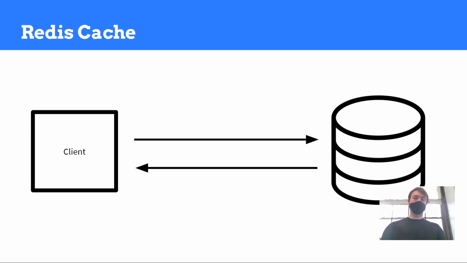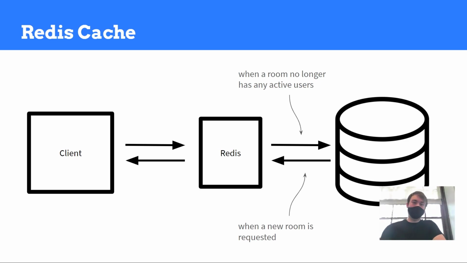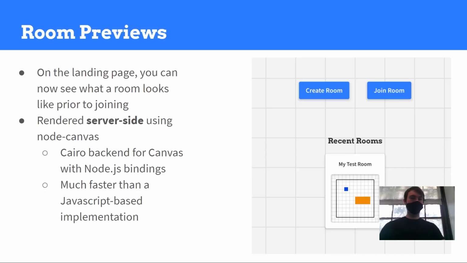This is a small diagram that I drew up, and this is what it was previously. Previously, we were just writing everything to the database, and for a couple of users, it was fine. But if you're trying to scale it up, that's going to be a major bottleneck. So now we have the Redis cache in the center. When the room no longer has any active users, it throws it over to the database. If we're trying to get a new room, it loads it into the cache, and then the cache does all the heavy lifting from there.